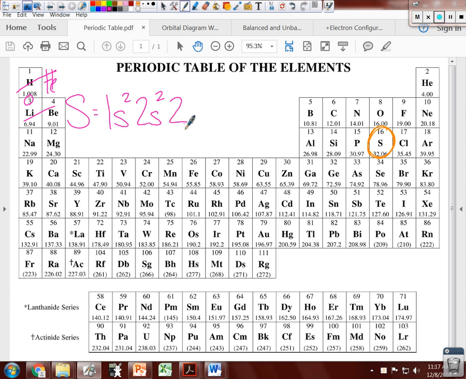That's 2. What block? P. And am I going to use all of them? How many? 6. Very good. Okay, after I've used all of those, I come down to the next energy level.